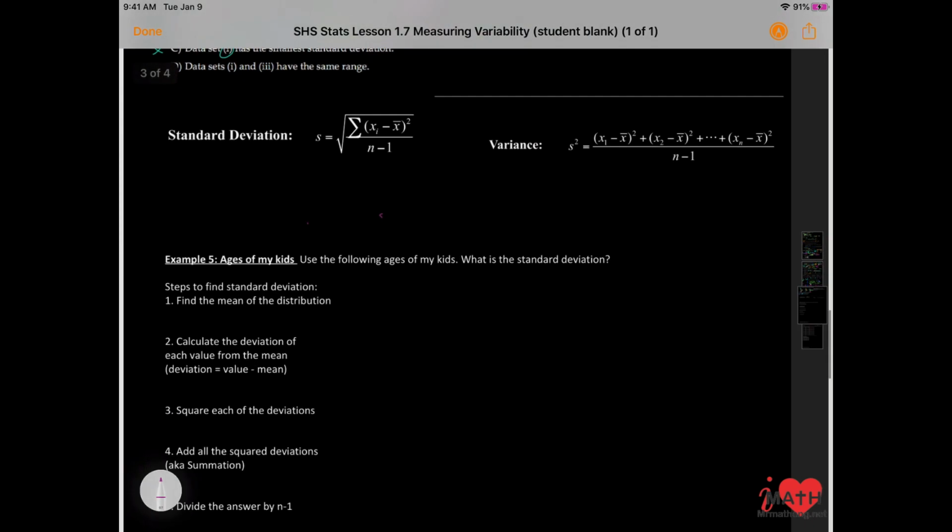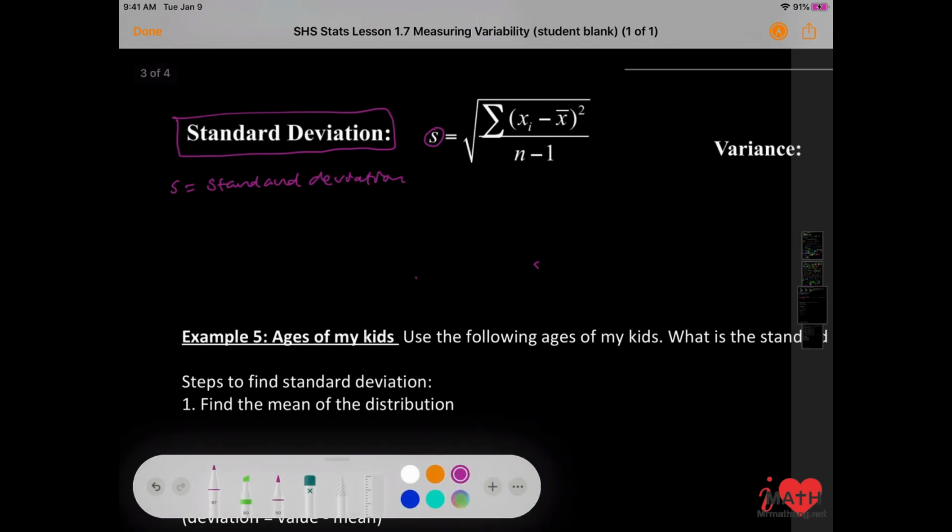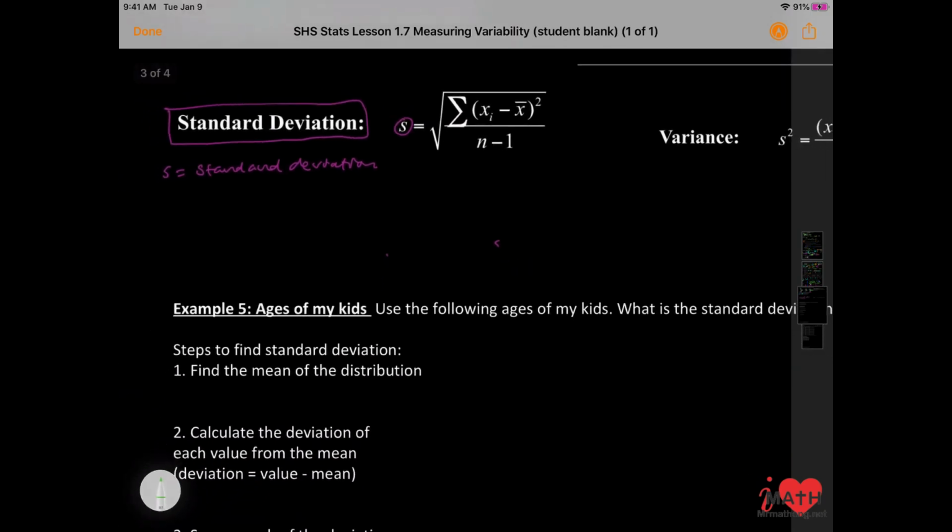Okay? All right, let's go down to this next part here. And let's talk about standard deviation. So you have this big bad formula. Okay, let's try to color code this. Standard deviation is S. So S means standard deviation. It is important for these abbreviations because we can actually see these on the calculator. Okay, let's look at some other things.